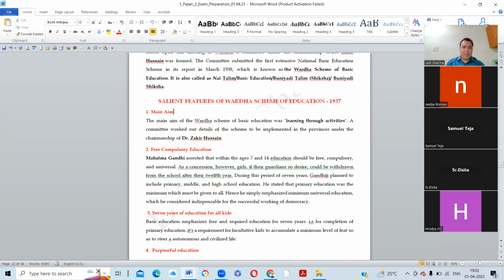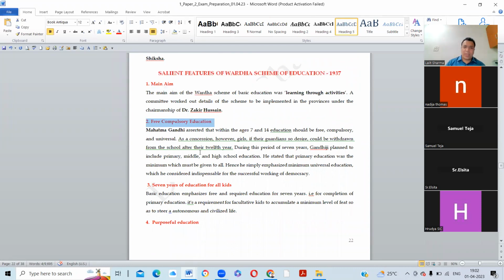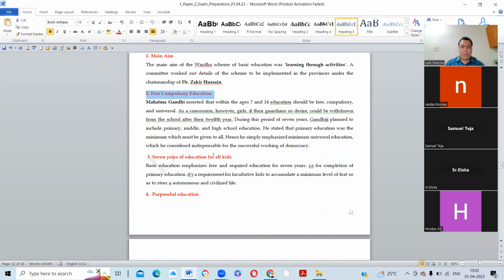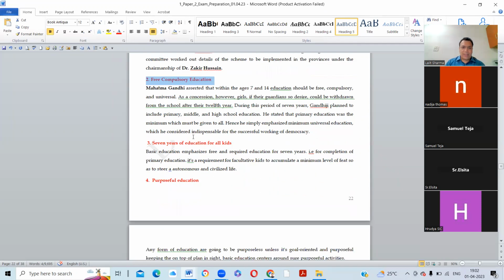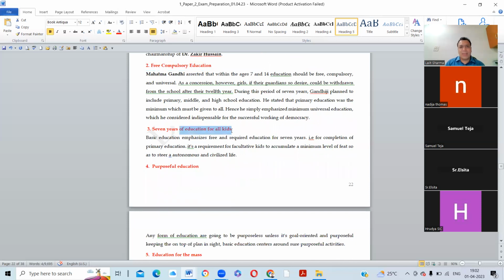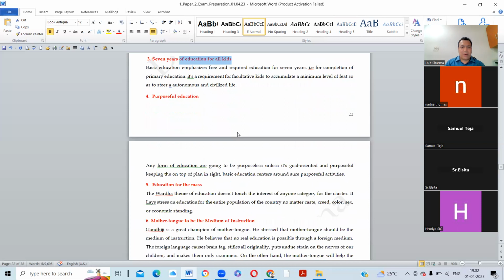So you can see what is the main aim of the Vardha scheme of education, right? Free compulsory education, okay? I'm not discussing in detail because we have already discussed this topic in the class, and I have already taken this lecture, because after 2 days you have to give the exam. That's why I'm taking it again for you, so you can recall it, right? And 7 years of education for all the kids. Gandhiji said that basic education should start up to the age of 7 years. Primary education starts from 7 years.